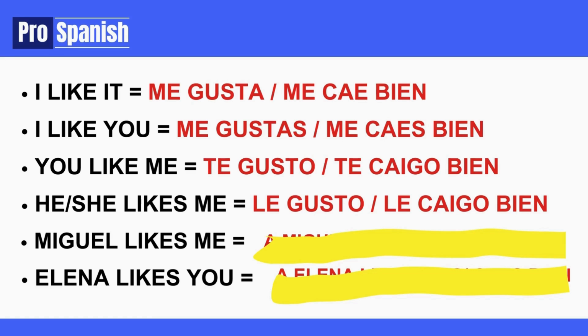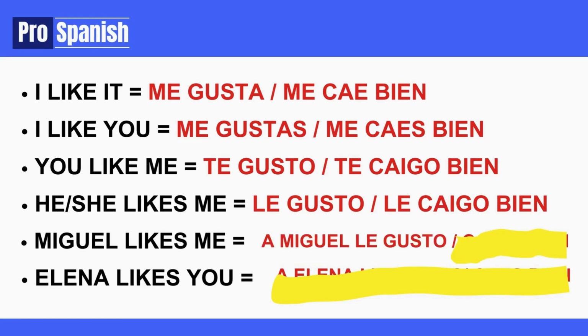Going down to Miguel likes me. So very similar to above, but we're going to add in the person's name. Miguel likes me, and it's important because we need to say a Miguel, not just Miguel. A Miguel le gusto. So I'm pleasing to Miguel. And this kind of thing is best just to learn as a set piece.